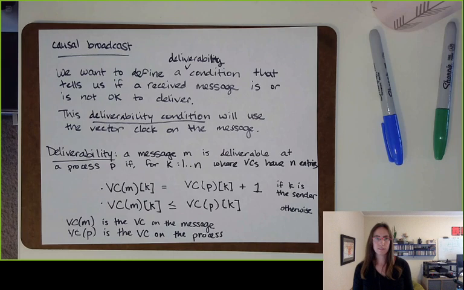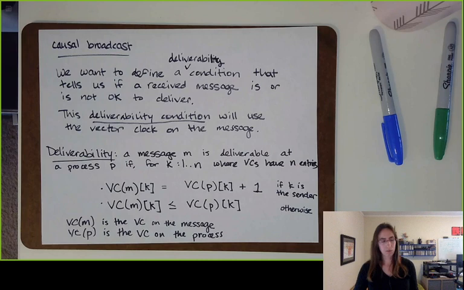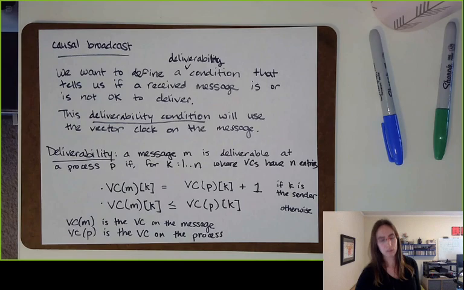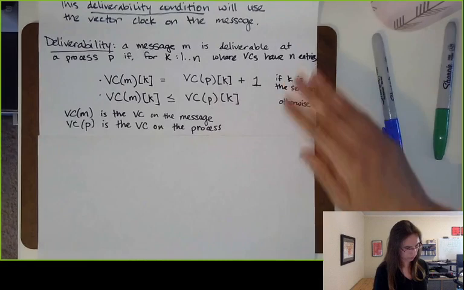So putting that together with what we talked about a little while ago with our updated vector clock algorithm, we're going to use this as a way to decide whether to deliver a message that we've gotten. And let's see how well that works by looking at an example. So I'll move this here so we can still see our definition of deliverability.